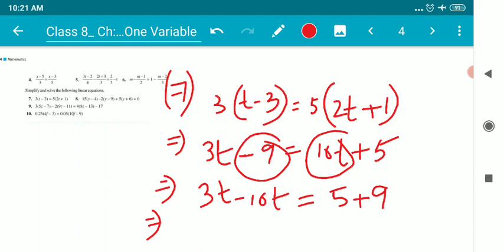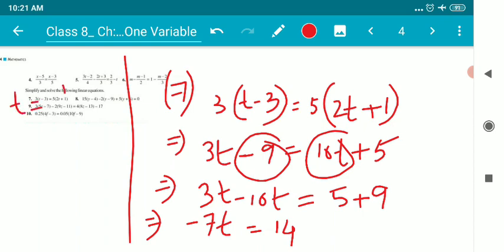Now children, 3t minus 10t is minus 7t. Because whenever we go for our calculations of smaller to the bigger number, bigger to the smaller number, whenever we subtract like this, we should always give the minus sign preference first. So here it will be minus 7t. All right. Now, plus 5 plus 9 is how much? 14. So here children, what am I finally getting from here? I'm getting finally from here t is equal to 14 by minus 7.